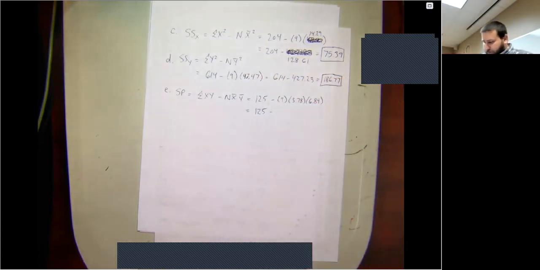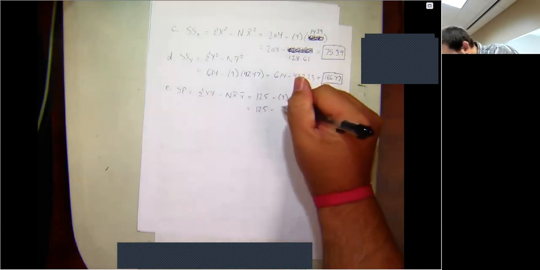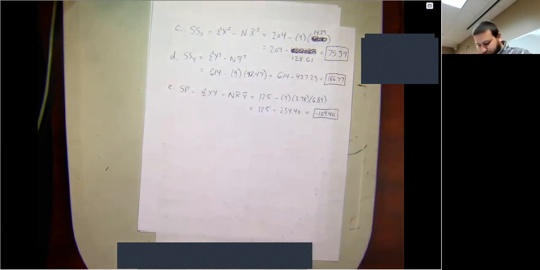9 times 3.78 times 6.89 is 234.40. 125 minus 234.40 gives us SP. That's negative 109.40. And that's good. SP should be negative because we think there's a negative correlation here. And so we're good to move on.